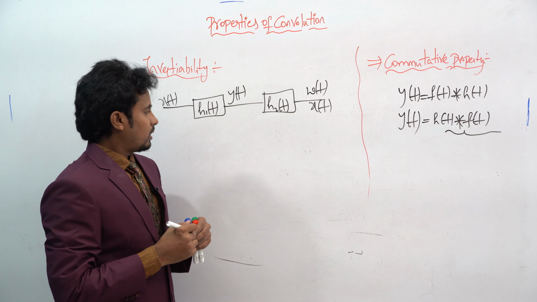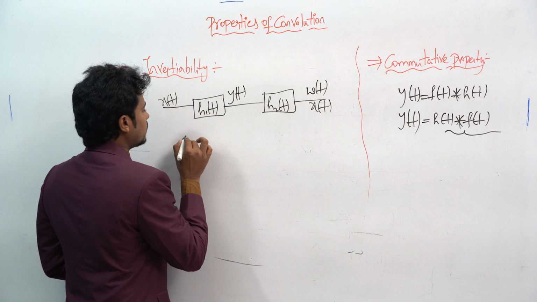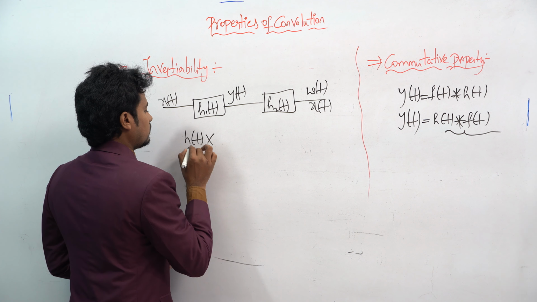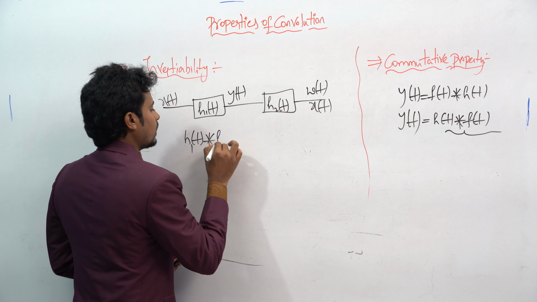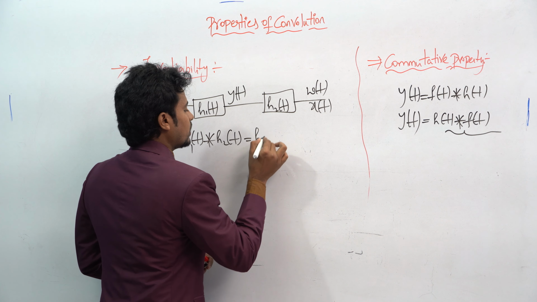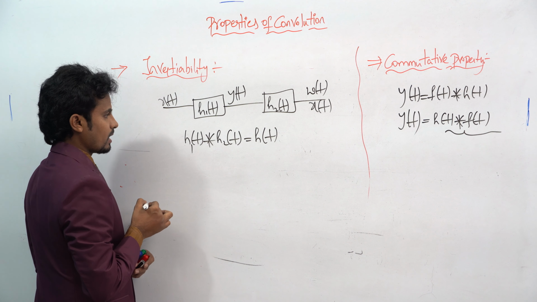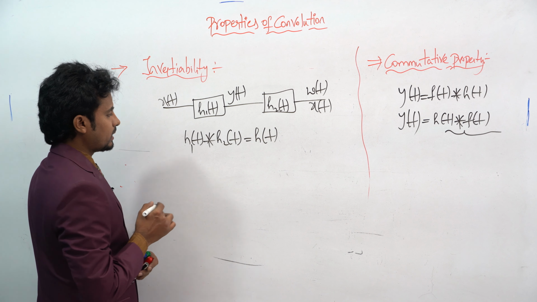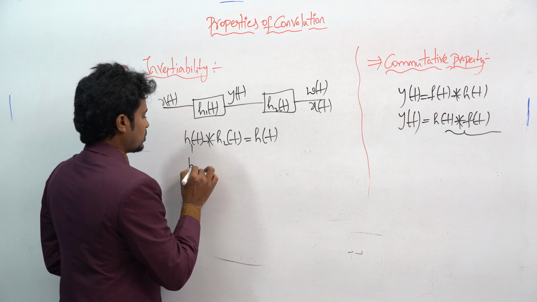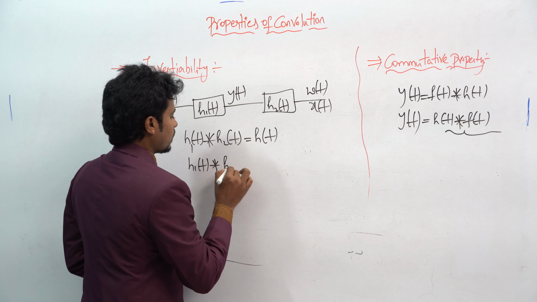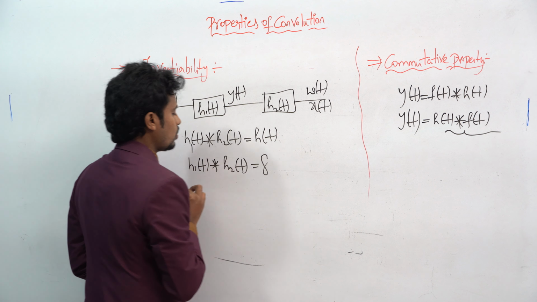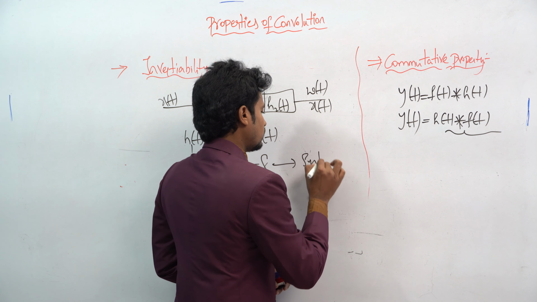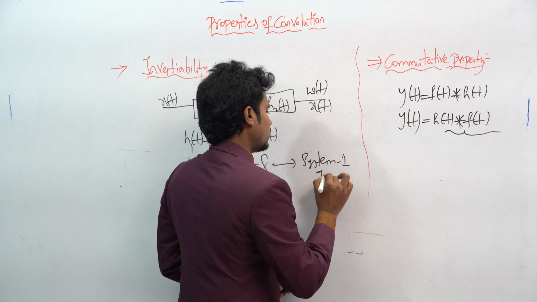So here, h1 of t convolved with h2 of t will be equal to h of t. Okay, for example, if you want to write h1 of t convolved with h2 of t, that will be equal to delta. Okay, here system 1 is the invertible, system 1 is the invertible.